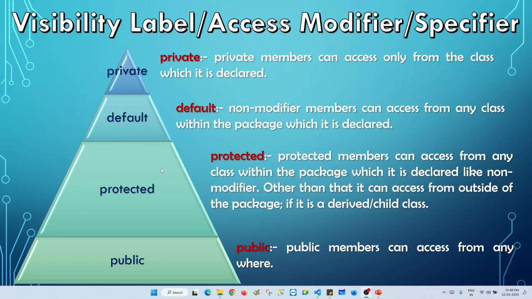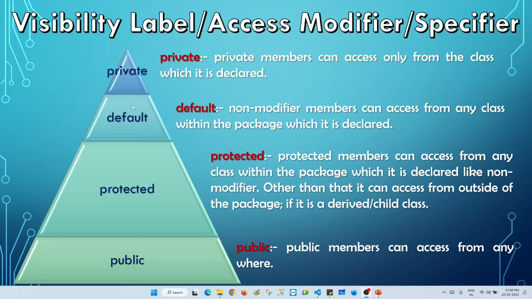As seen in the triangle, private will have less visibility. If you are declaring a variable as private, then that is visible only to the class in which it is defined. Only the class members we can modify with this visibility label, not the local variables. That means the variable you are declaring inside a method or a constructor will be considered a local variable. Those cannot be modified with visibility labels.